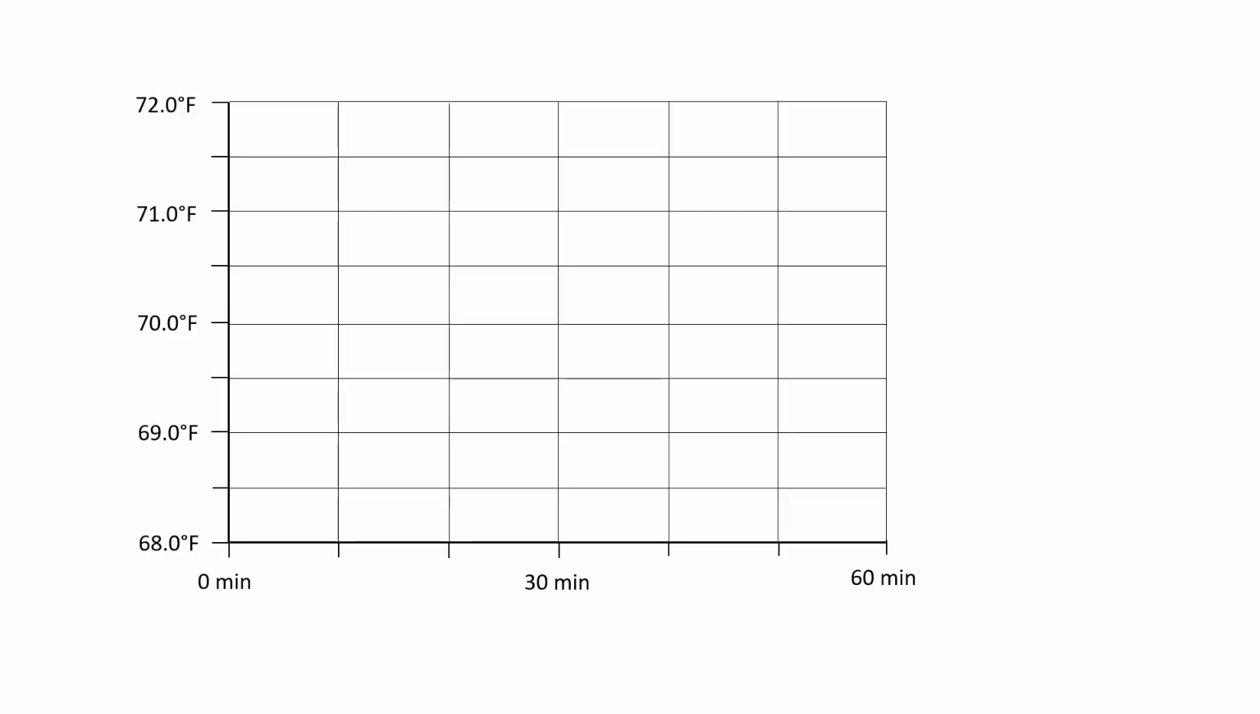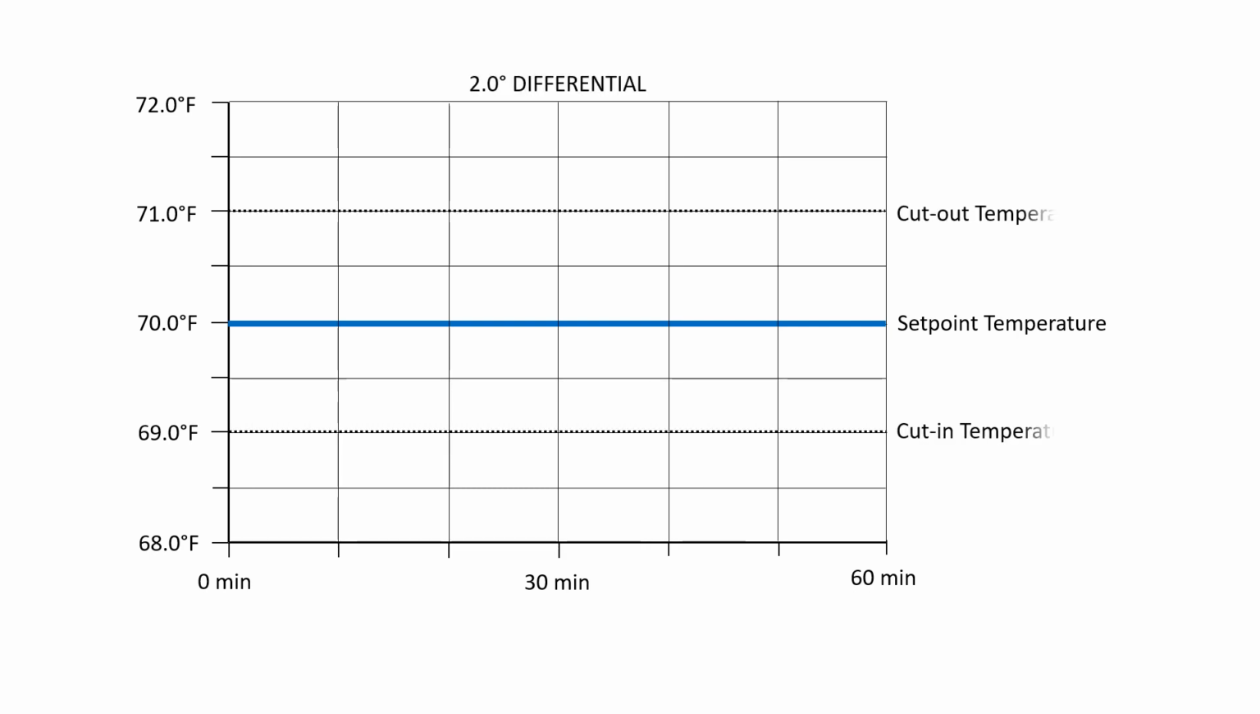In this example, we will look at a system that has a thermostat set temperature of 70 degrees Fahrenheit. With a 2-degree differential, the thermostat will cut in at 69 degrees and cut out at 71 degrees. If we set the thermostat cycles per hour to 2, the system will cycle on twice per hour, as shown here.